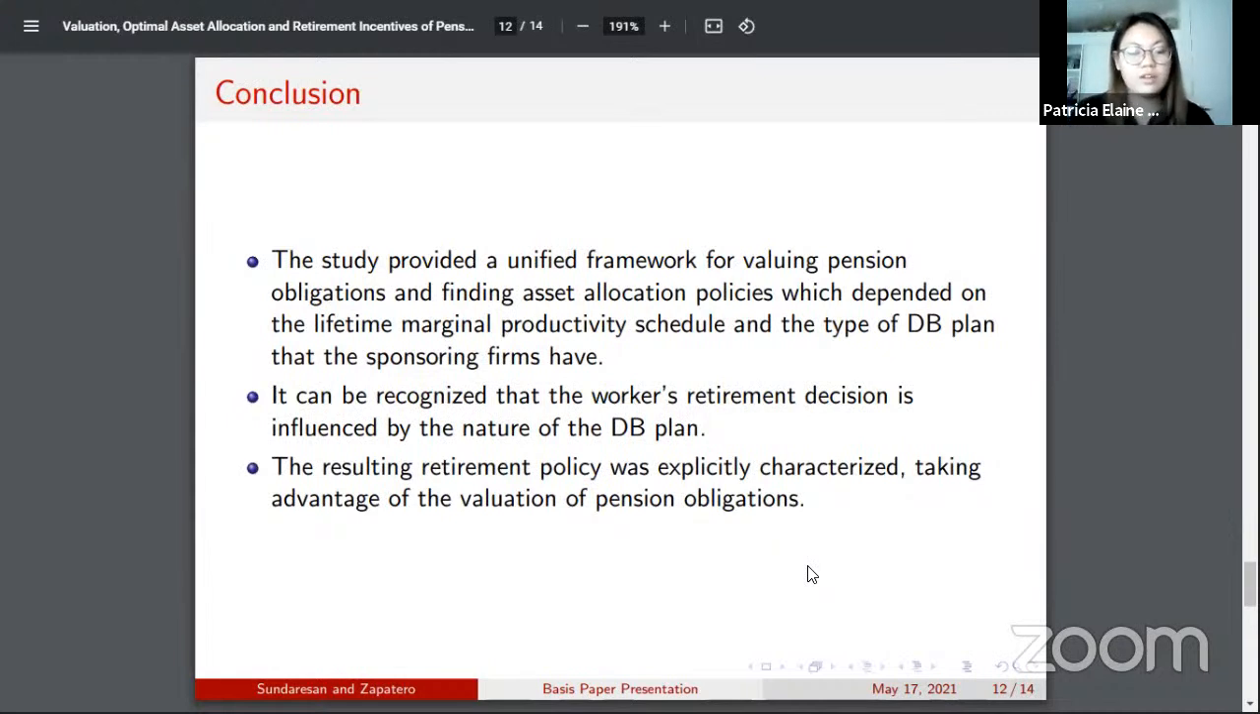Next, it was recognized that the nature of the defined benefit plan influenced the employee's retirement decision, as observed in the results previously. Finally, taking advantage of the valuation of pension obligations, the authors have explicitly characterized the resulting optimal retirement policy to offer their employees.